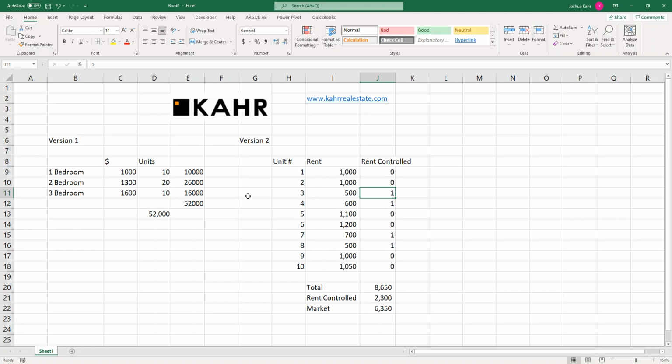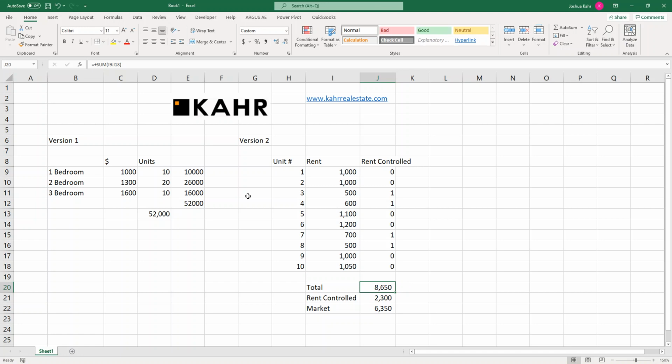And yes, I could have done some sort of cutoff, like do an if statement that everything below a certain value is a 1, everything above a certain value is a 0. But for this case, I just put in 1s and 0s because I could. Then what I did is first I sum up all the rents. The total rent is in this case 8,600.